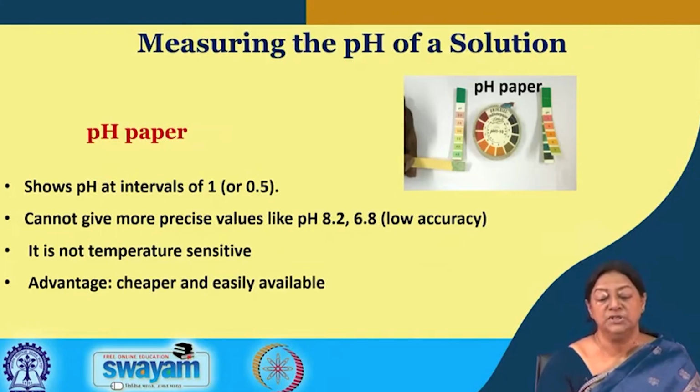pH of the solution is the use of pH paper. We can have a pH roll like this, which shows pH intervals of 1 or 0.5, but it does not give us precise values that are required for biochemical experiments. And it is not temperature sensitive, but the advantage of this is that it is cheaper, it is easily available, and it gives us a rough estimate of what the pH of the solution is.